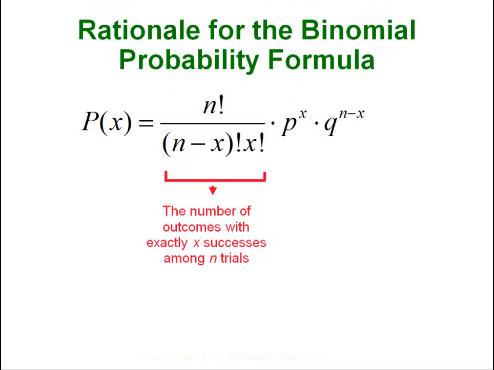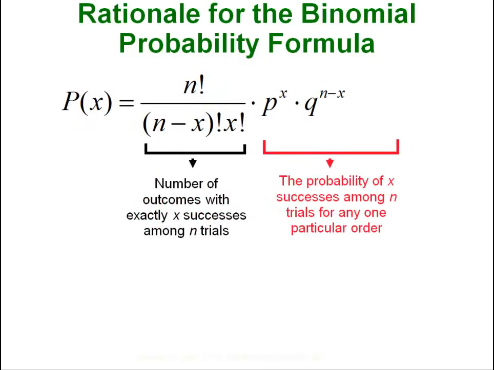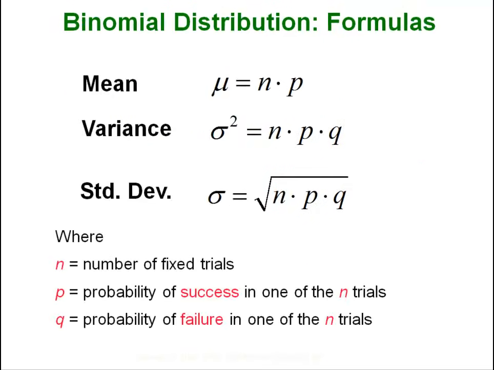We've gone through this, right? That first number shows us the number of ways we can rearrange our P's and Q's. The second part gives us that probability of that arrangement of P's and Q's. And when you put it all together, it gives us the total probability.